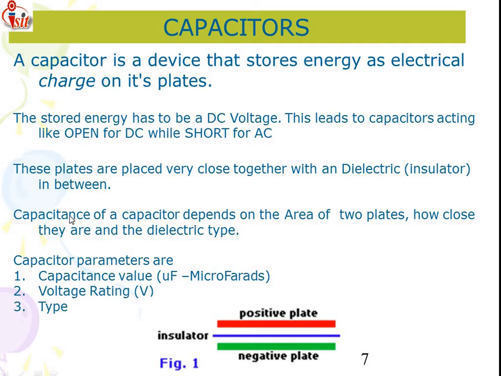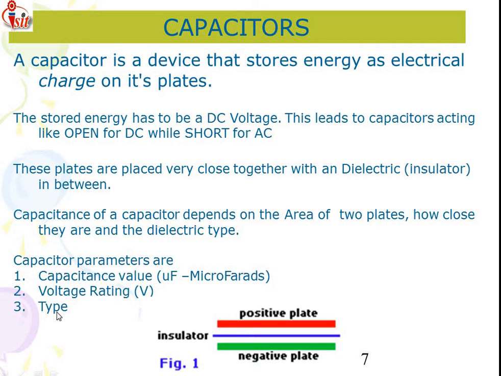The capacitance of a capacitor depends on the area of the two plates, how close they are, and the dielectric type. Then the capacitor parameters are the capacitance value, which is in microfarads, and then the voltage rating, which is represented in volts.